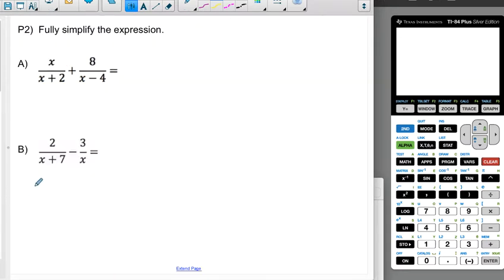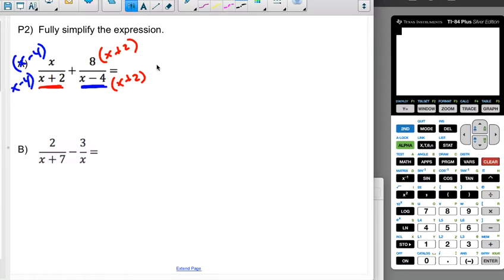Okay, so go ahead and try P2, same idea, right? You can pause me if you want. So I need to multiply this denominator by this fraction. Because again, they're factors that have nothing in common, right? X plus 2 and x minus 4 are completely different factors. They have nothing in common.